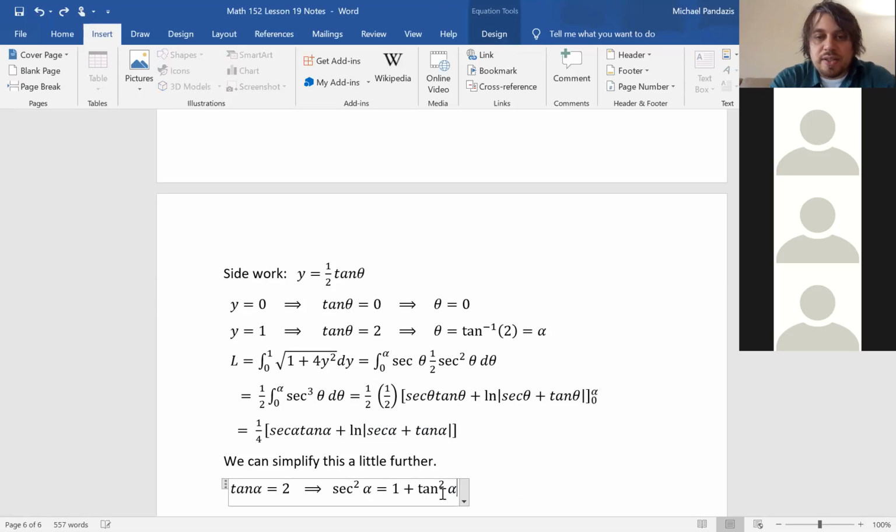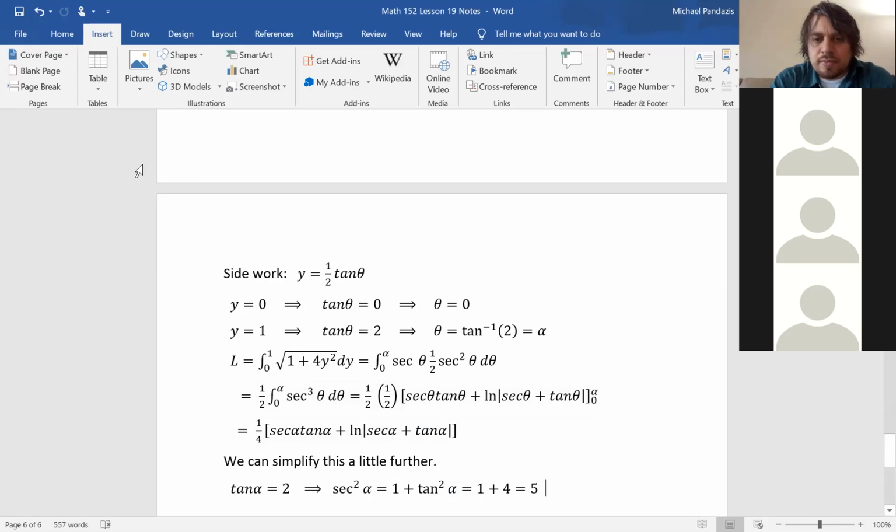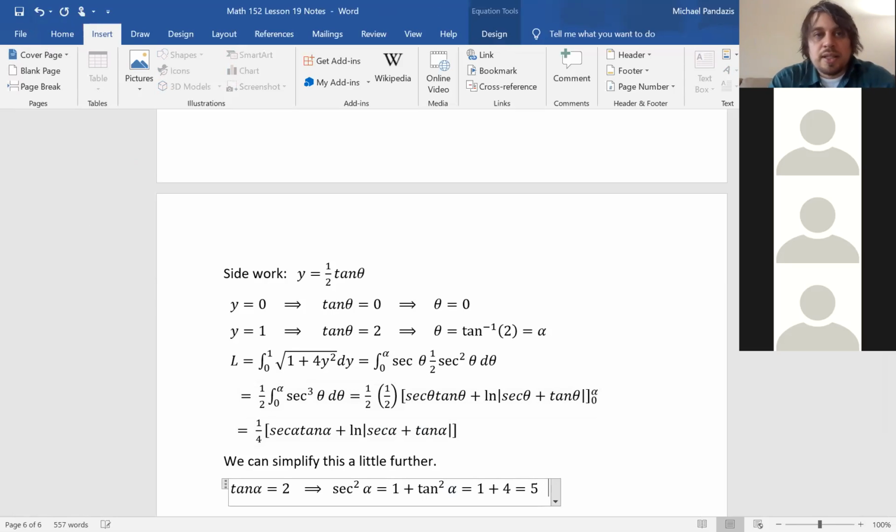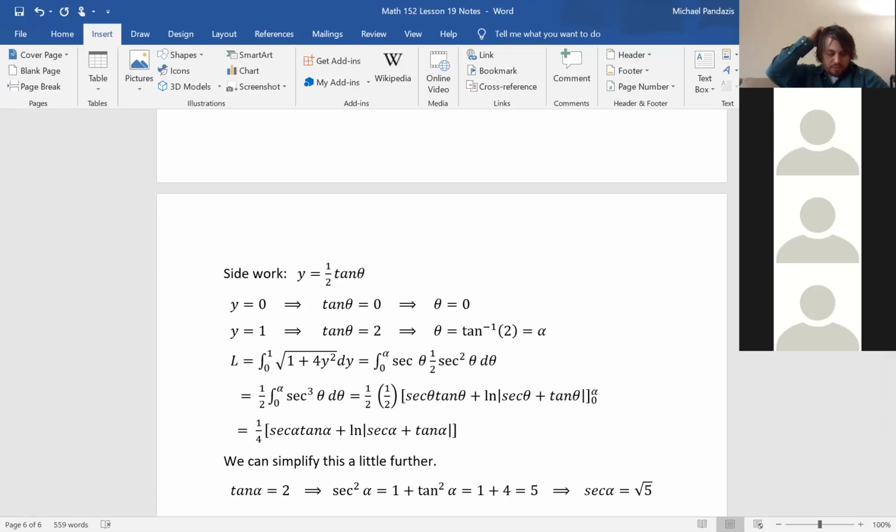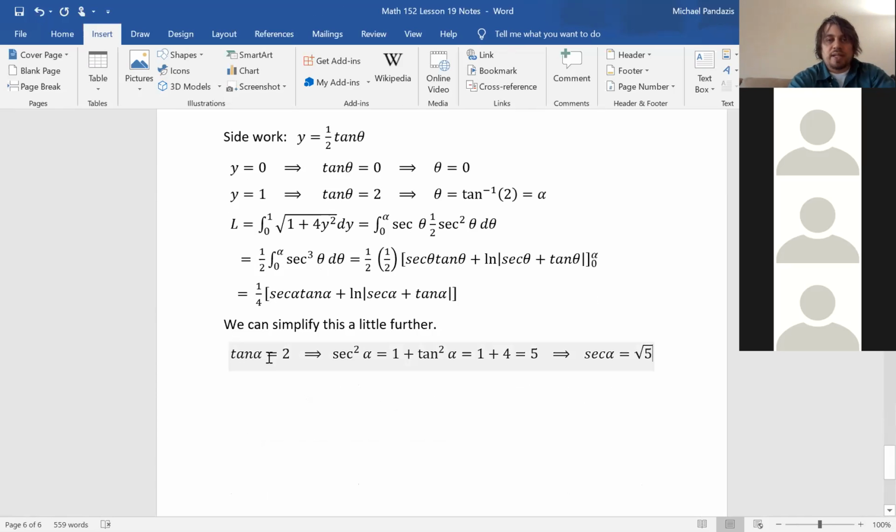And so that tells us then that secant alpha equals the square root of 5. So secant alpha is the square root of 5. And so here we have secant alpha is the square root of 5, and we have tan alpha is 2.